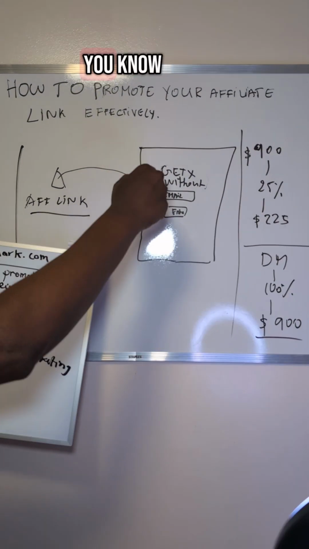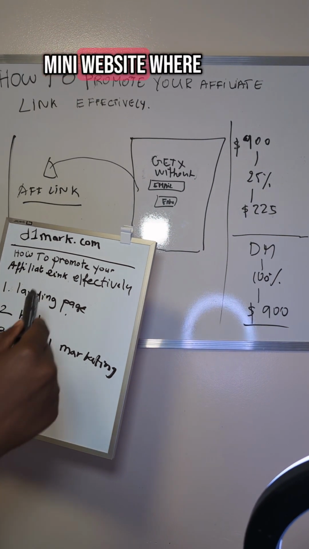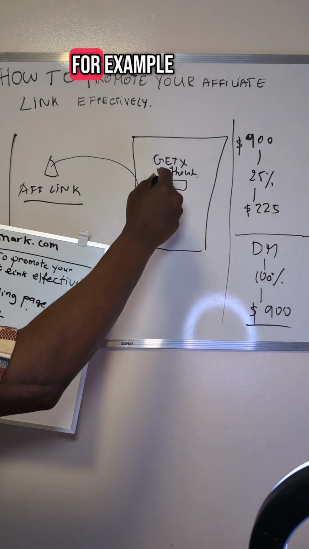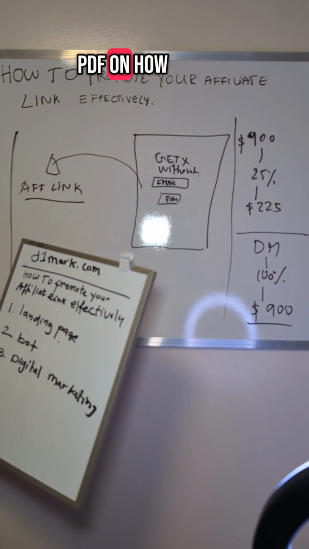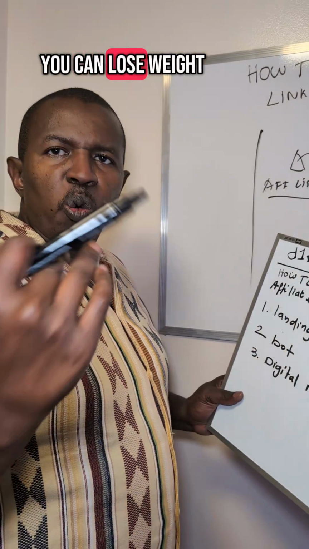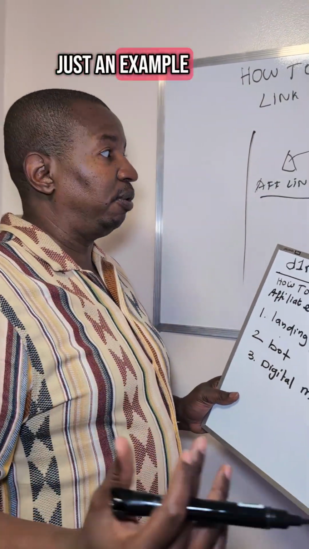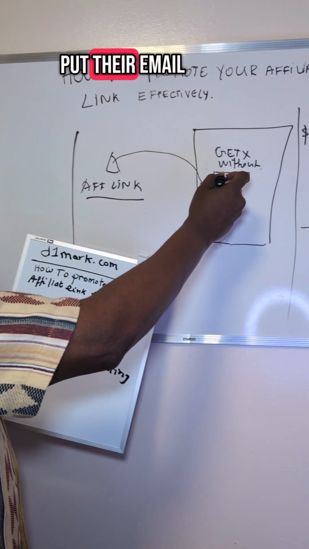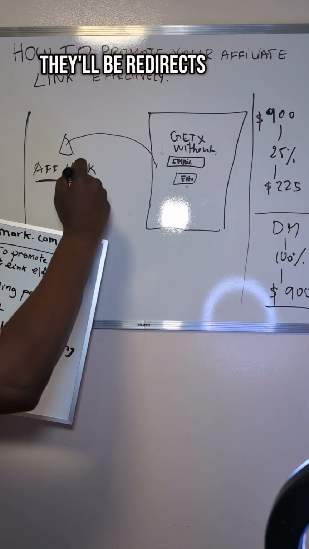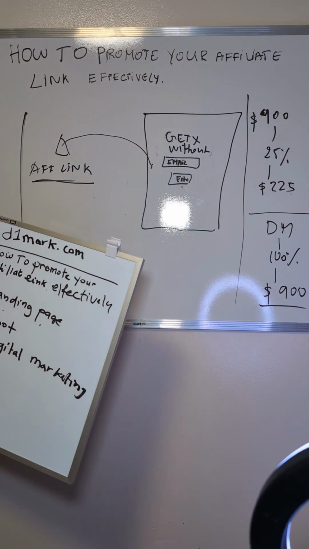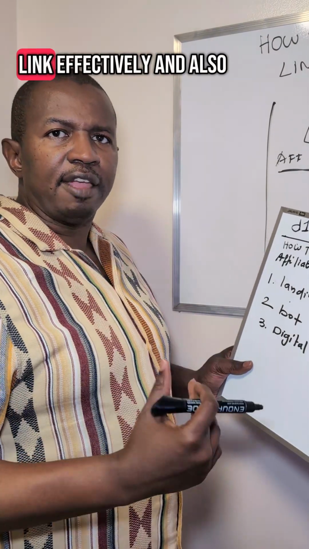So basically, what's a landing page? A landing page is a simple mini website, where, for example, you can say, get my free PDF on how you can lose weight in, let's say, 15 days. It's just an example, right? So people will put their email, and when they click enter here, they will be redirected to your affiliate link, right? So that's the best way, basically, to promote your affiliate link effectively.